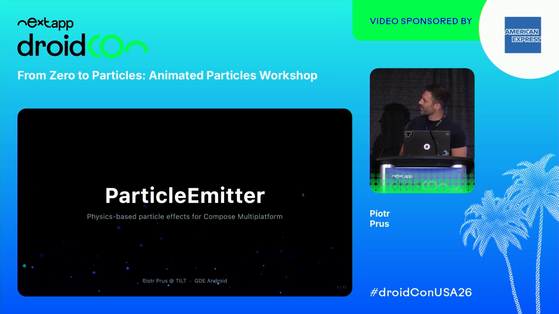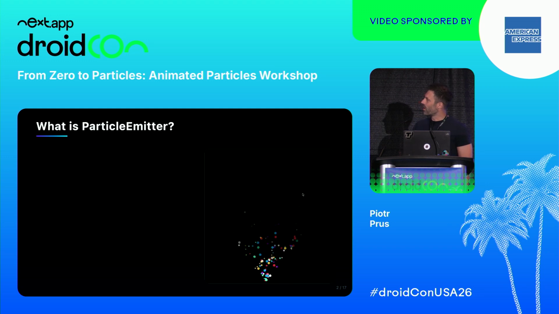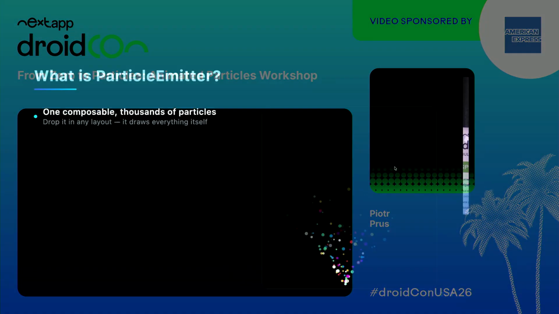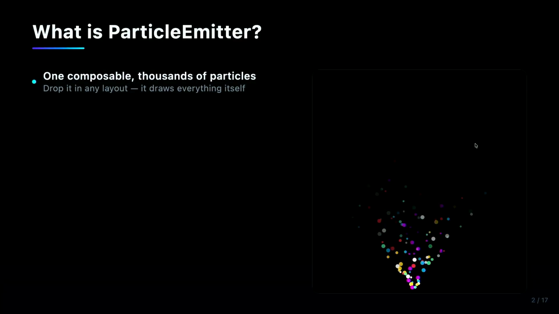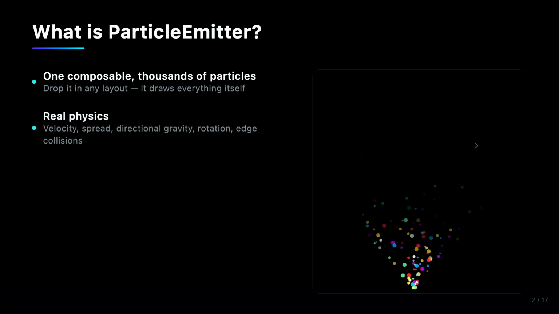So it is a particle emitter, physics-based particle effects for Compose Multiplatform. Let's go. So what is this particle emitter? It's one composable where you can shoot thousands of particles. It has some real physics.